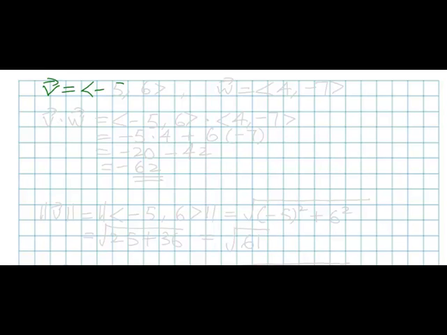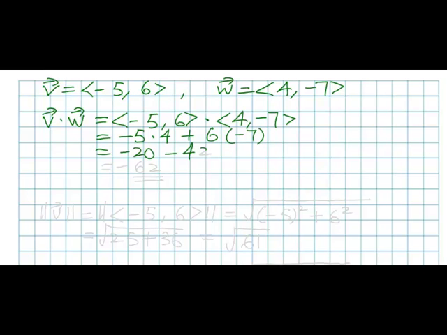Vector v equals negative 5, 6. Vector w equals 4, negative 7. Vector v dot vector w equals negative 5, 6 dot 4, negative 7, which equals the product of the x components plus the product of the y components. That is negative 5 times 4 plus 6 times negative 7, which equals negative 20 minus 42, which is negative 62.